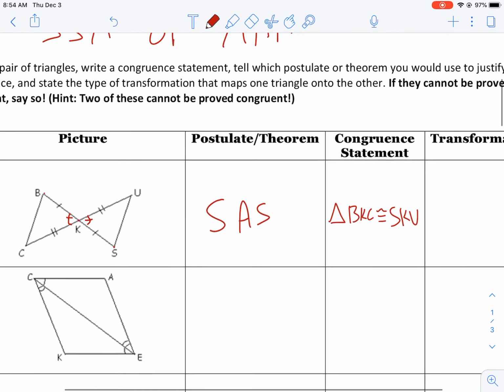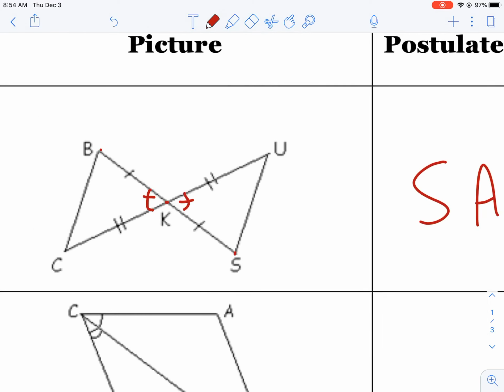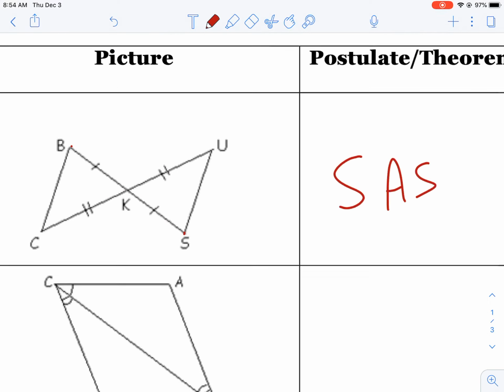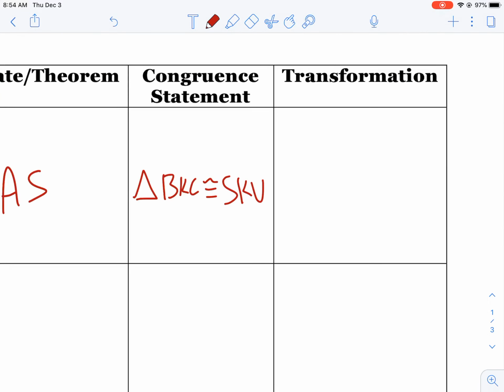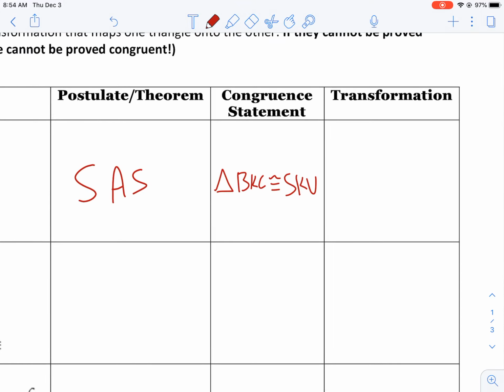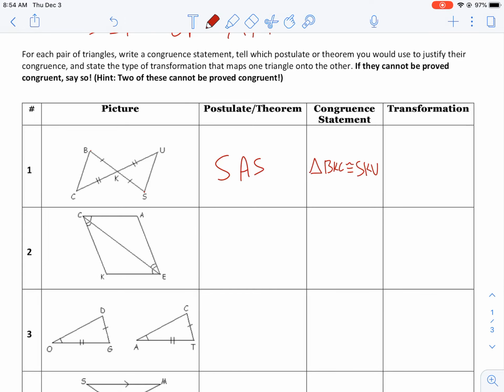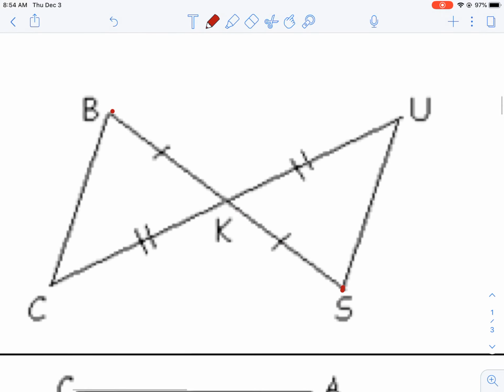Okay. And the last thing, the transformation. This is probably not going to be on your test. I say that, but no, I'm not going to put it on there. It's just to get some more practice with transformations, because transformations are important. So how do we get from BKC to SKU?